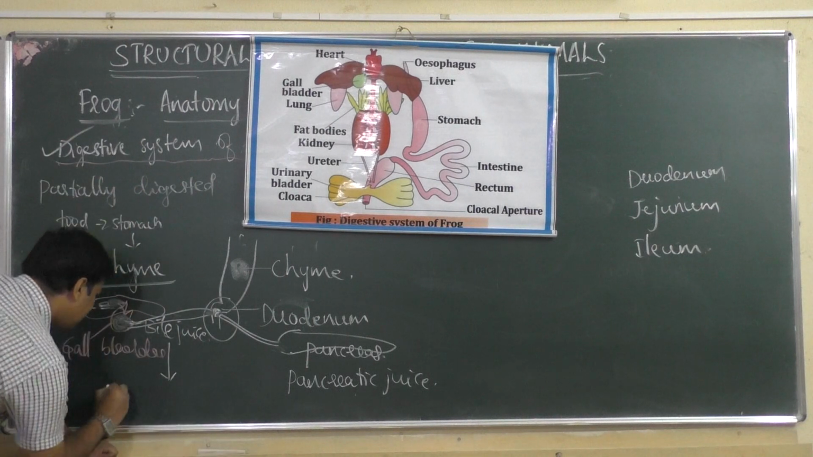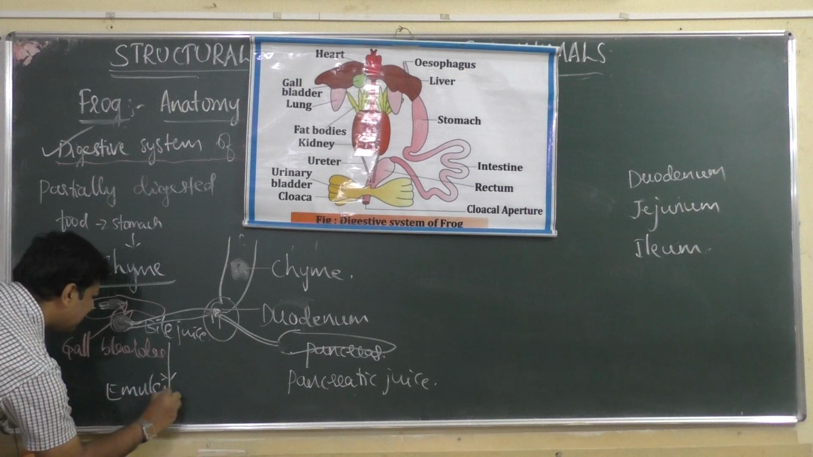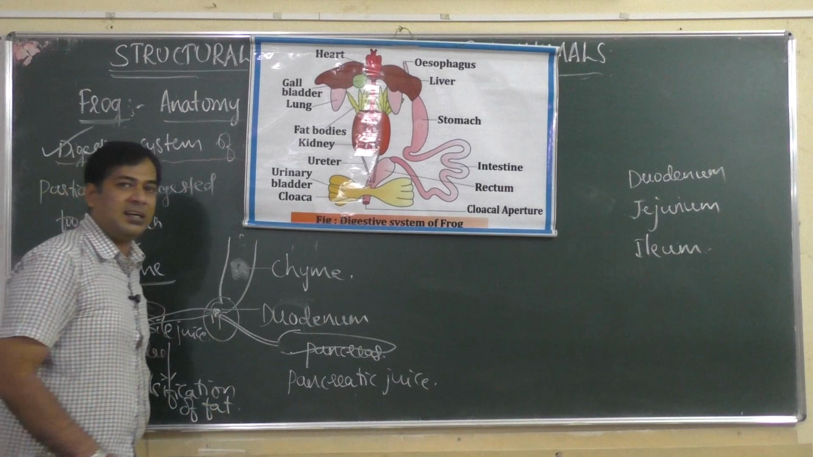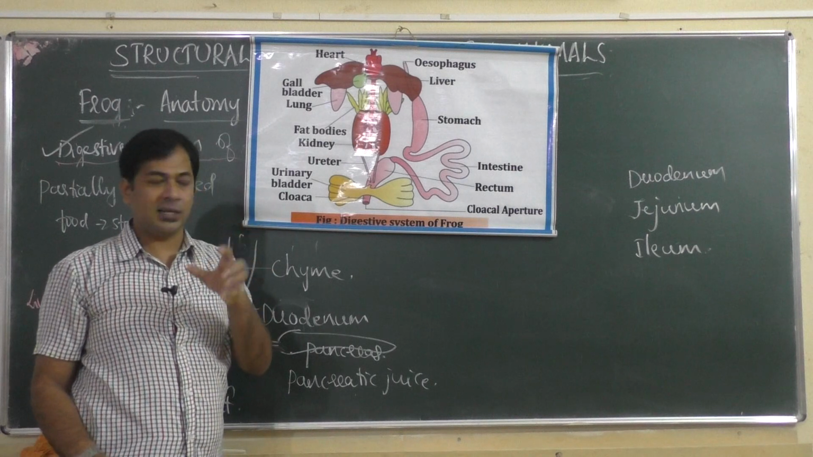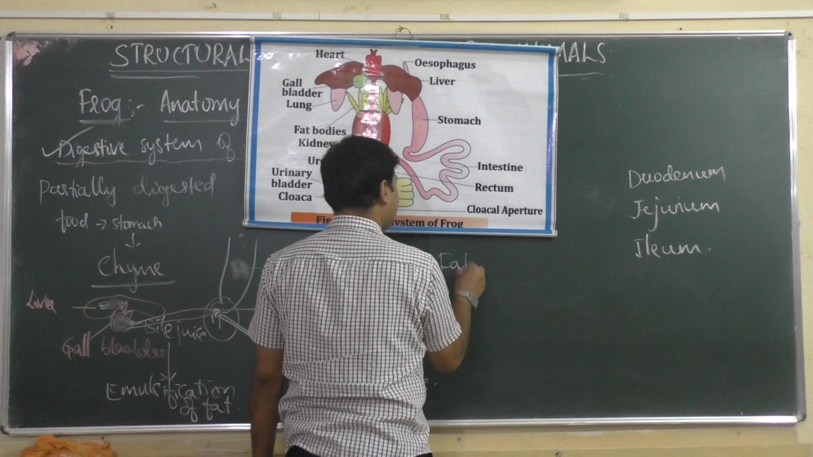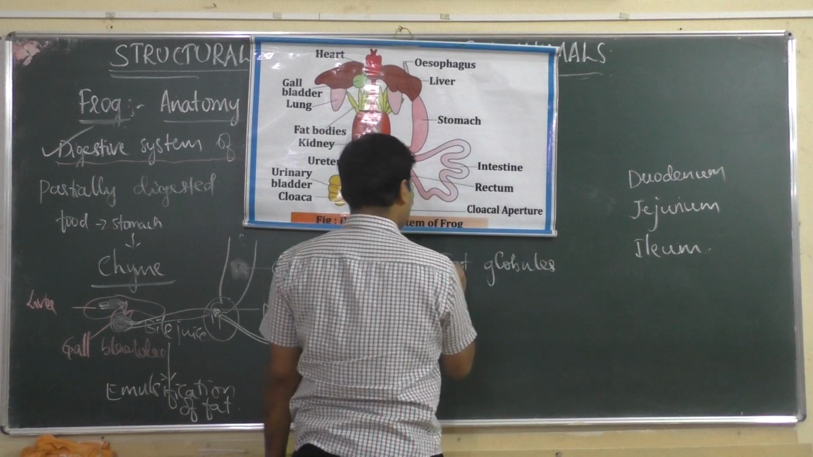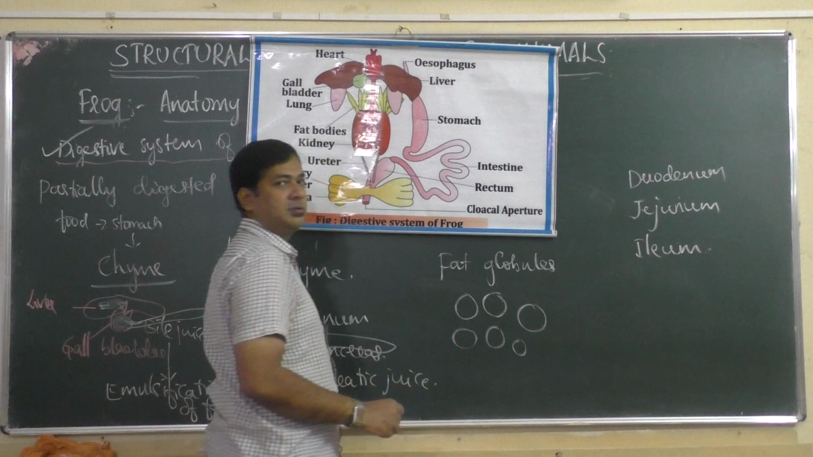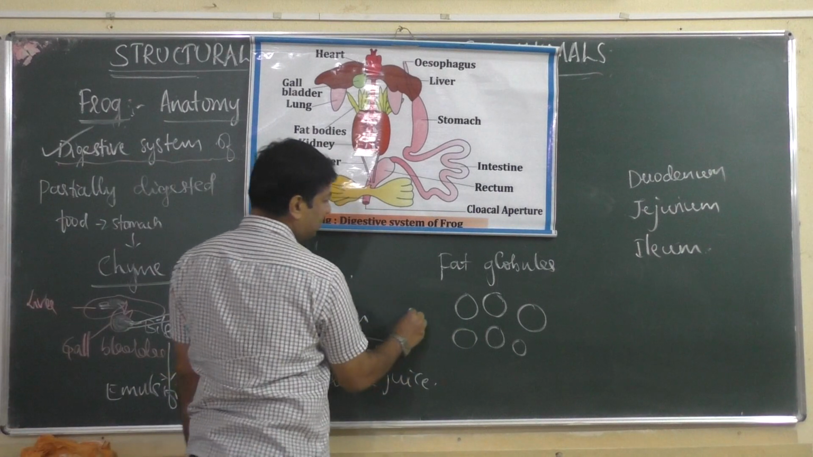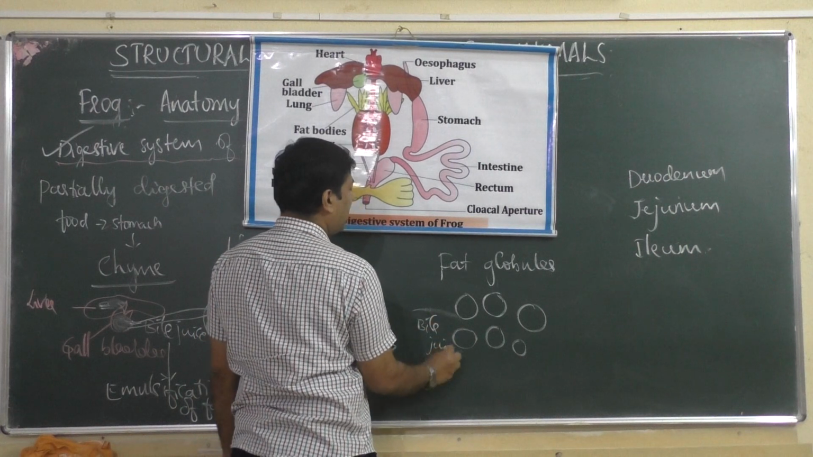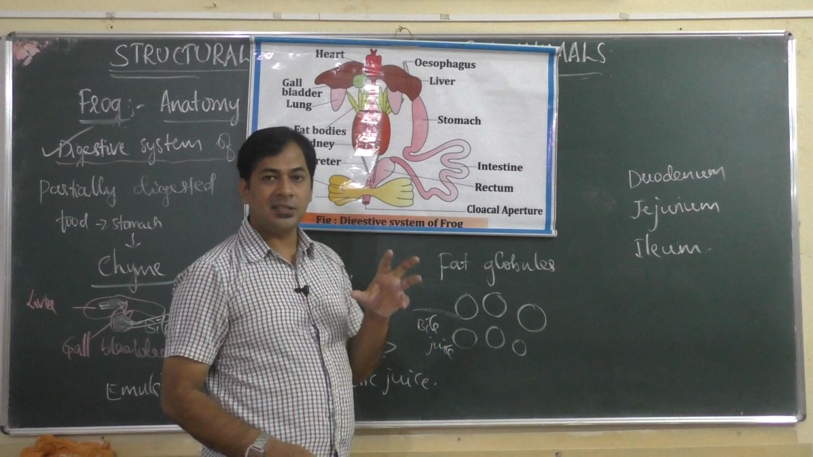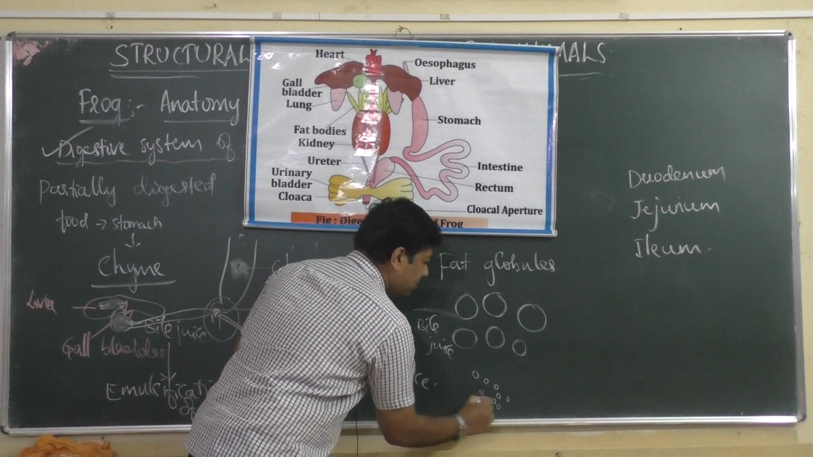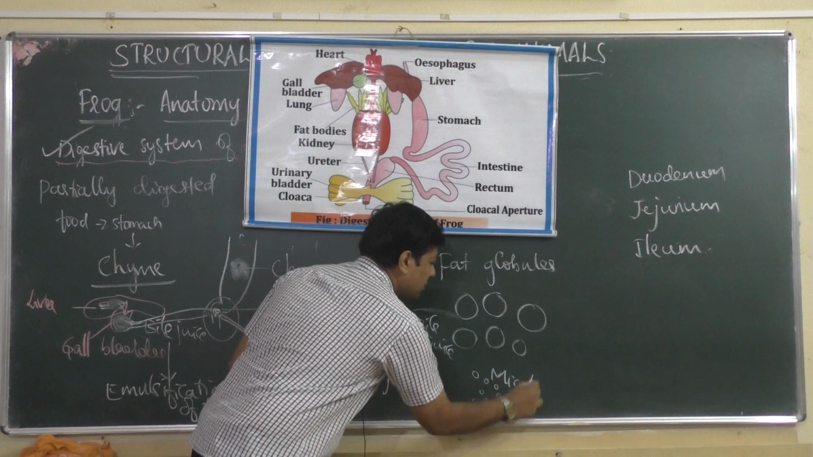Bile juice is required for emulsification of fat. Now what is emulsification of fat? The fat molecules are large ball-like structures called fat globules. Fat will be larger molecules, ball-like structures like this. This is called fat globules. Then when bile juice mixes with it, it will do emulsification of this fat. That means larger fat globules are broken into smaller globules, and the smaller globules are called micelles.